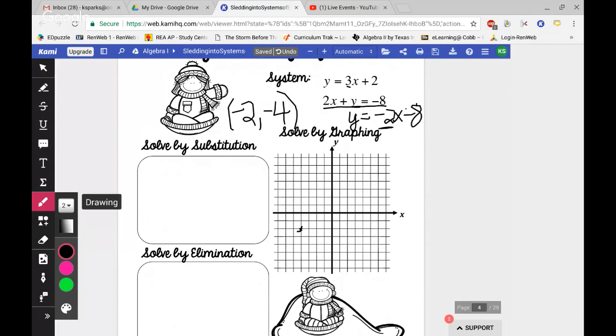Like this slope is 3. So I would go up 1, 2, 3 and right 1, or down 1, 2, 3 and left 1. So there's one of my lines. And then if I use that same point, but use my negative 2 slope, down 2, left 1, up 2, right 1. They're really close together. For what I did solve by graphing, I got y equals 4x minus 8.